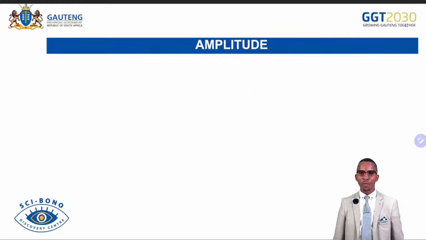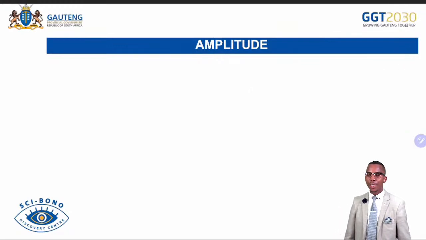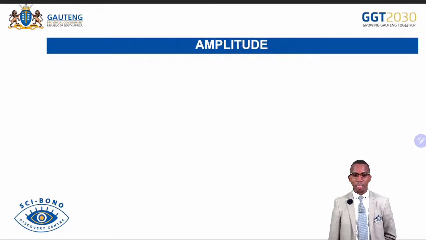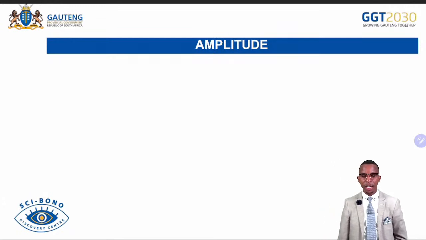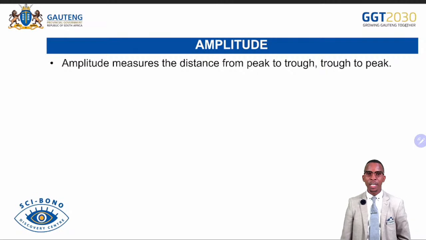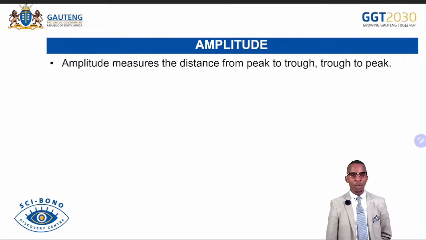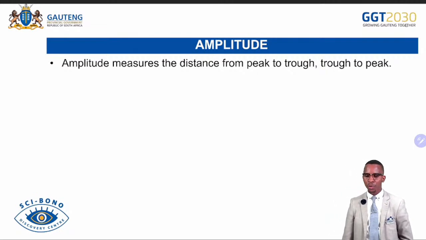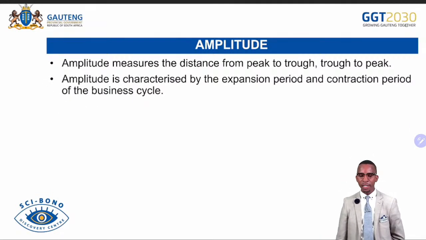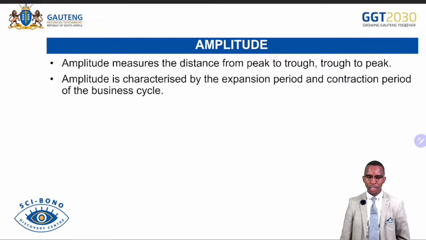The amplitude is one of those topics that at times we don't do much on as we teach, or you don't do too much on as you learn or as you study. There's a lot of information under amplitudes that should be displayed to you as a learner in order to stand for any kind of assessment. So the amplitude measures the descent from peak to trough and trough to peak along your business cycle. And then amplitude is characterized by the expansion period and the contraction period of the business cycle. So remember, we have the positive amplitude and the negative amplitude.